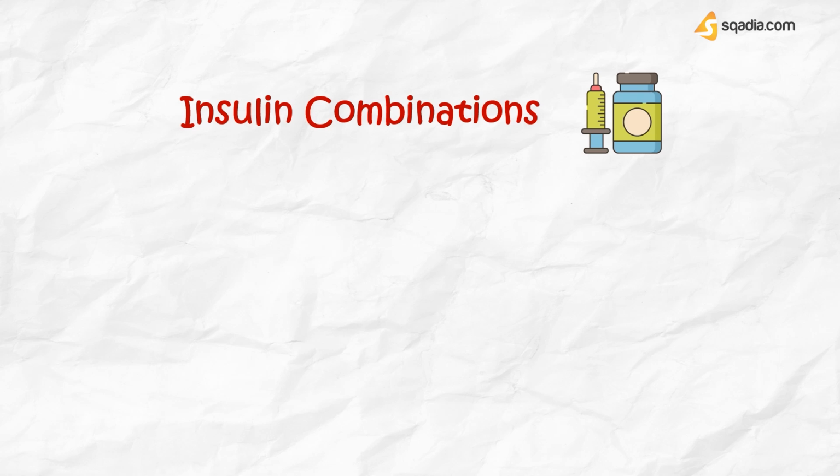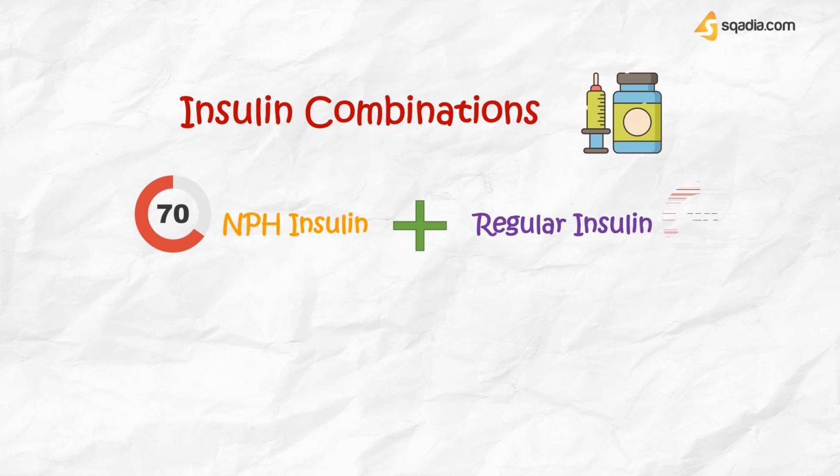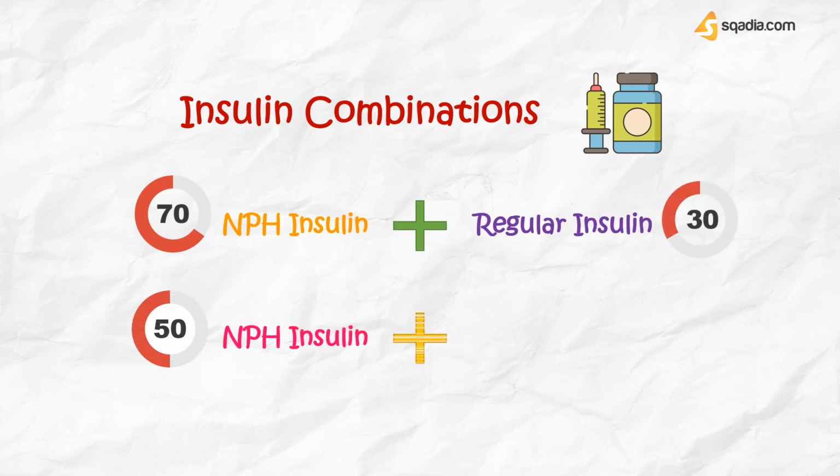Various premix combinations of human insulins, such as 70% NPH insulin plus 30% regular insulin, or 50% of each of these, are also available. Use of premix combinations decreases the number of daily injections, but makes it more difficult to adjust individual components of the insulin regimen.